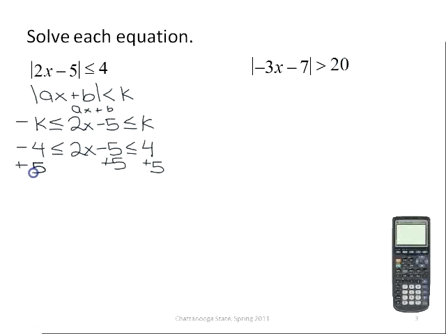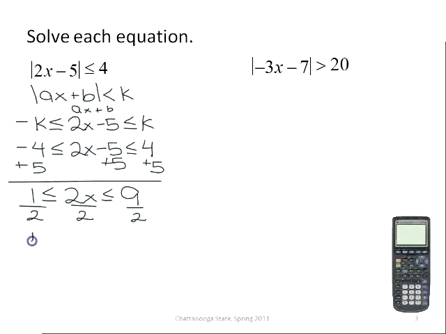So what I need to do here is add 5 to all three portions of my compound inequality. This gives me a positive 1 is less than or equal to 2x is less than or equal to 9. Now to get the x by itself in the middle, I need to divide all of this by 2. So I end up with 1/2 is less than or equal to x is less than or equal to 9/2.